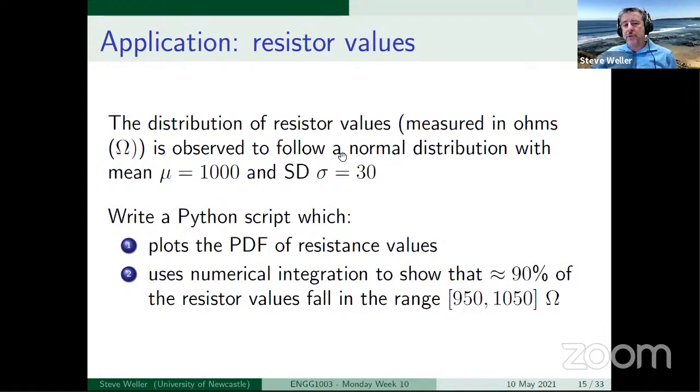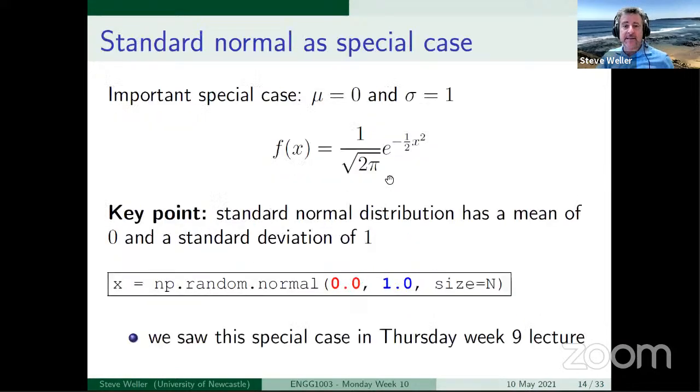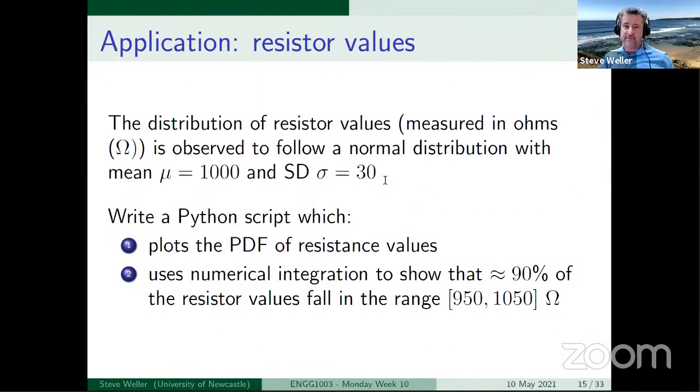What I've given you here is an observation that suppose we have resistor values, and if we were to measure every single one individually, thousands or millions of them, they would have a resistance that followed a normal distribution with a mean value of 1,000 and a standard deviation of 30. So I'm just giving you that as a fact. What I'm asking you to do in this example is to write a Python script which plots the PDF of the resistance values, with mu equal to 1,000 and sigma equal to 30, substituted into the expression that you see there on line 13, and produce the PDF that follows.